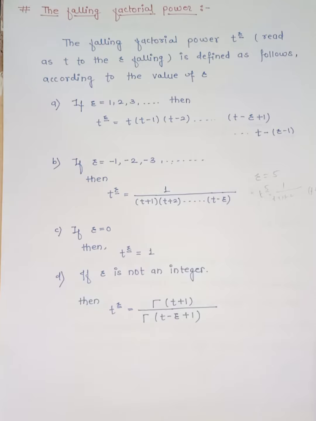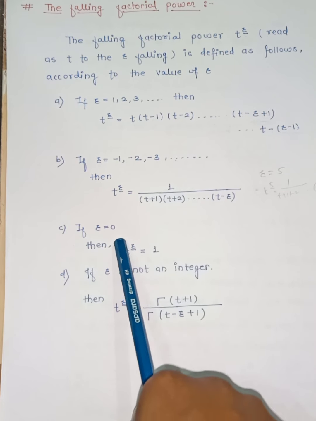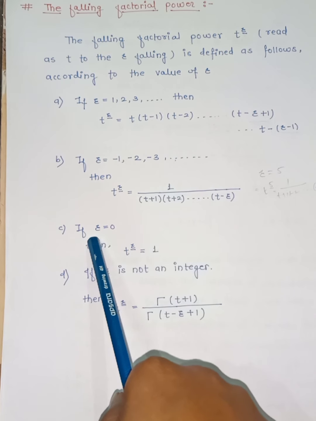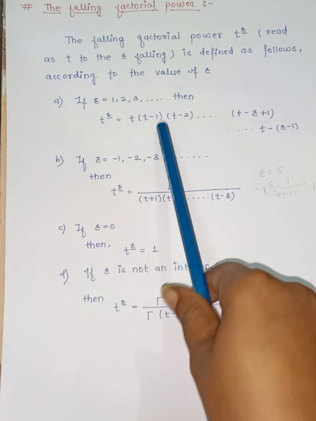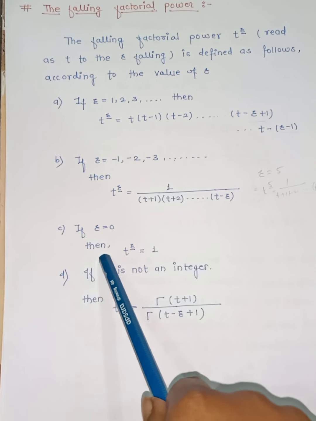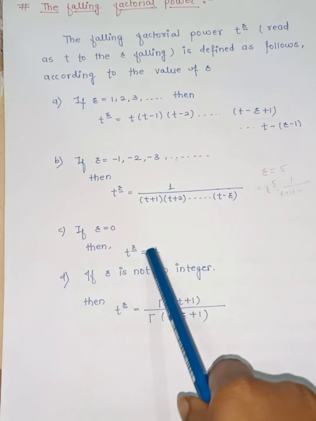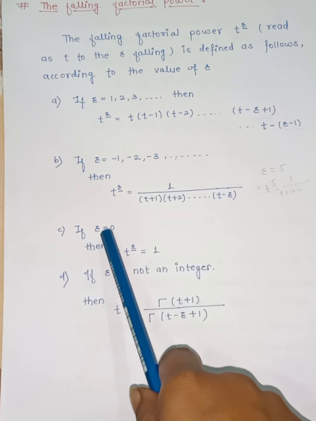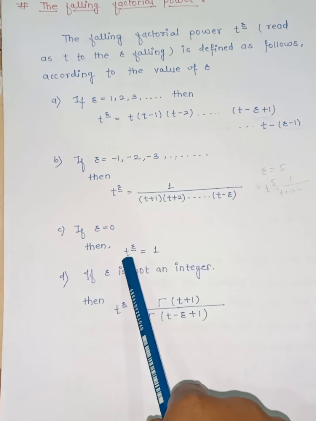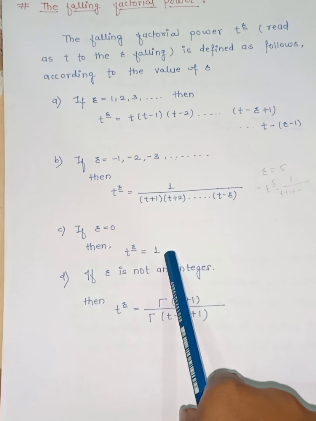Okay, then if r equals 0, suppose we consider r equals 0, neither positive nor negative. If r equals 0, then it is directly t to the falling r equals 1. This is something to remember. So r is equal to 0, then t to the falling r will be equal to 1. Okay, you have to remember this.